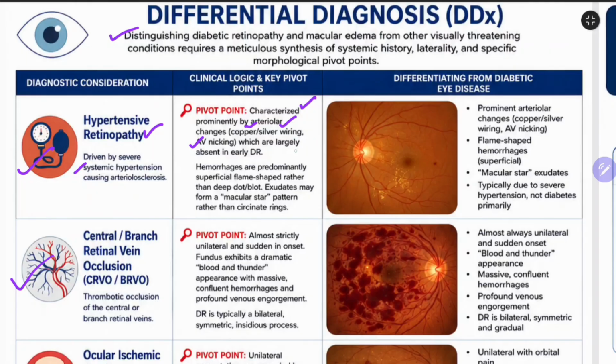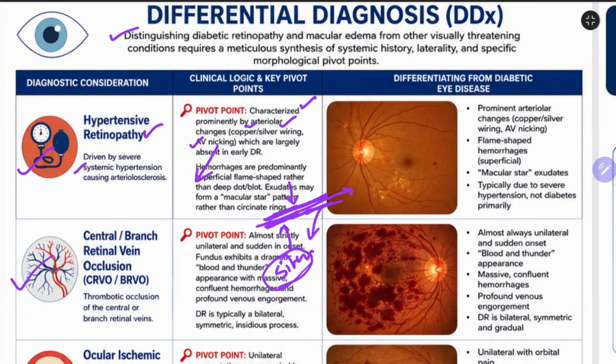So what is this copper wiring and silver wiring actually? Suppose this is the artery. Because of hypertension the arteriolar walls are thickened, and there is blood flowing in this artery. So when you throw light with a fundoscope, the light will be reflected by these thickened walls of the arterioles as silvery white lines. So that is known as copper wiring and silver wiring. So one thing is clear: copper wiring and silver wiring.